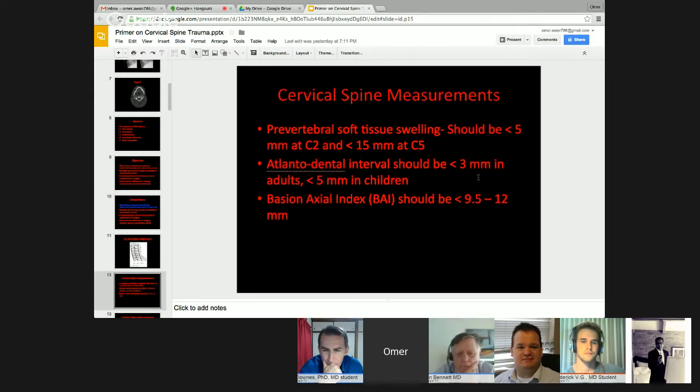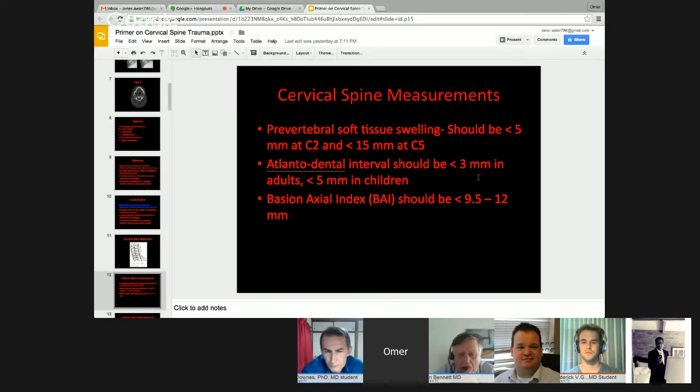In terms of measurements, everyone has different measurements and different thresholds depending on what literature you read and what papers you cite. But what I use is, for prevertebral soft tissue swelling, which can really give you a hint as to what is going on in the cervical spine: at the level of C2, if it's greater than 5 millimeters, or if it's greater than 15 millimeters at C5, then I call that prevertebral soft tissue swelling.